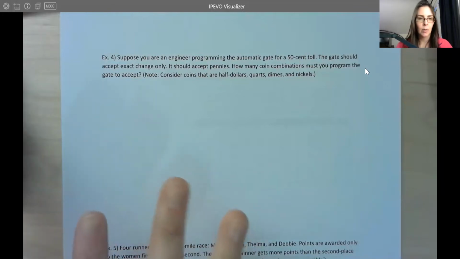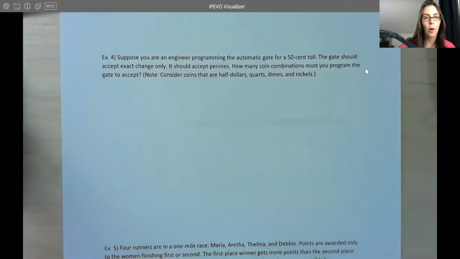So for the first example, suppose you're an engineer programming the automatic gate for a 50-cent toll. The gate should accept exact change only. So they don't want any extra money. Don't put a dollar bill in, right? They want exact change. How many coin combinations must you program the gate to accept?